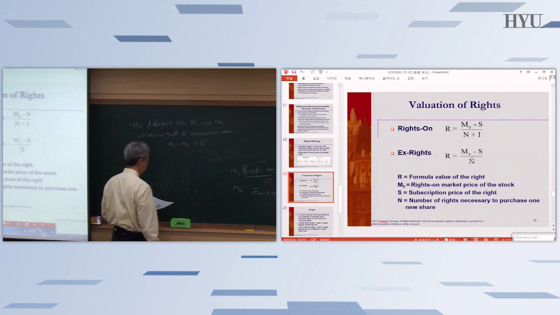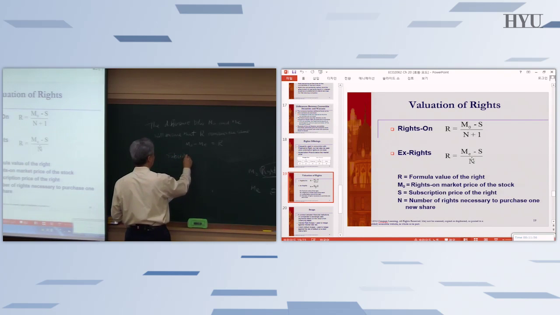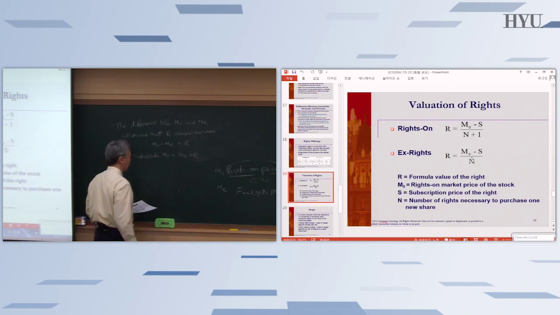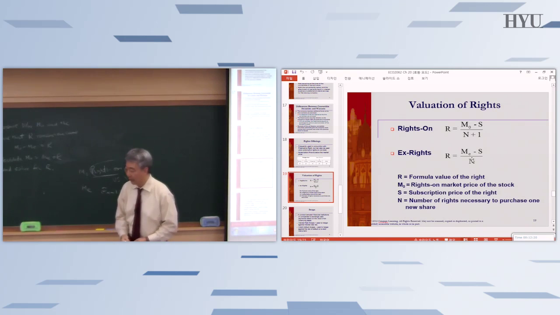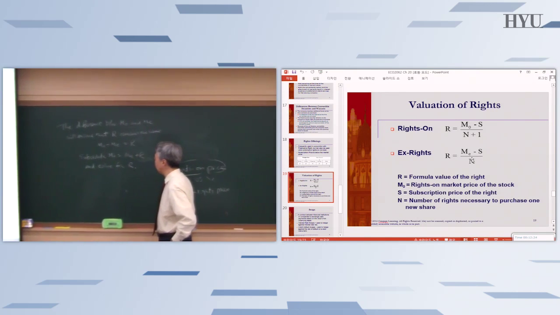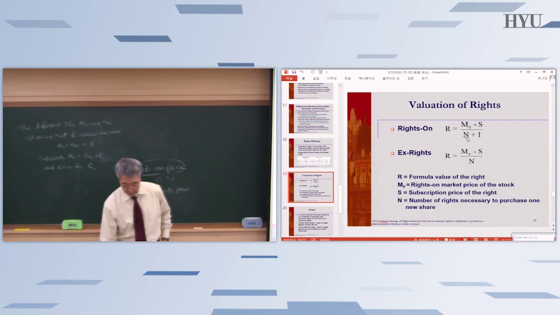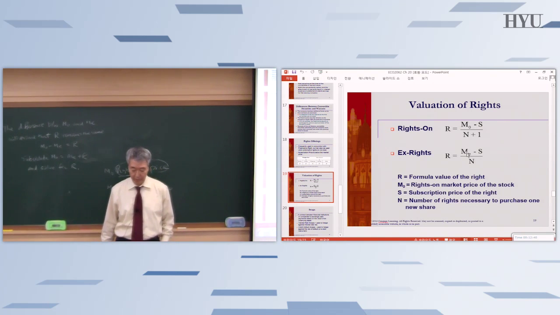So in these two equations, you can actually substitute MO with ME plus R and solve for R. So if you have actual numbers for MO and ME, then you can substitute MO here with ME plus R and solve it for R. That is how you can calculate the formula value of R, the value of the right.